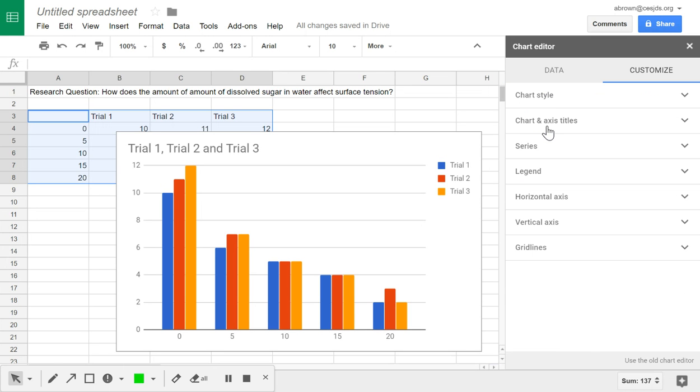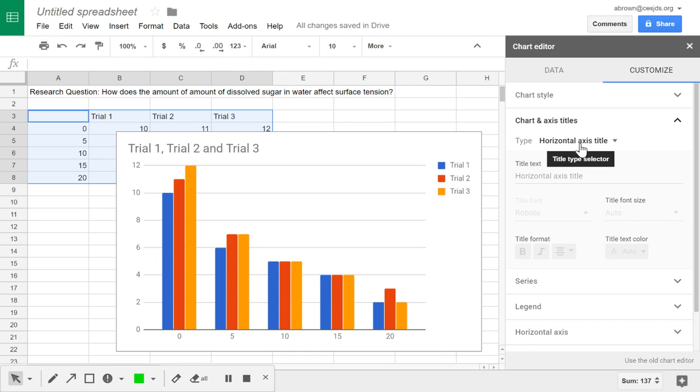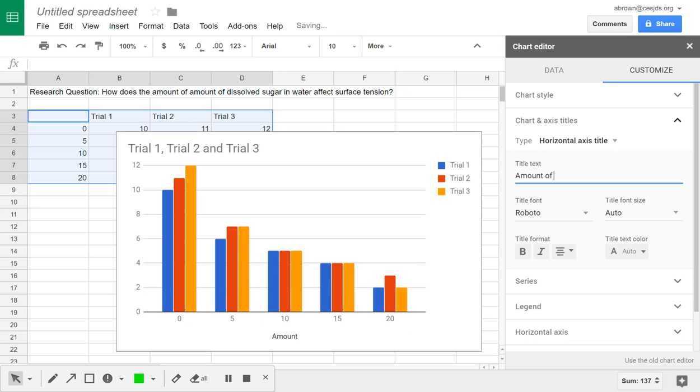I'm happy with my chart style, but I do want titles. So my horizontal axis title, that's my x-axis down here on the bottom. So these numbers represent the amount of dissolved sugar in grams. So that's what I'm going to title it. And remember, you definitely want to include your units there.